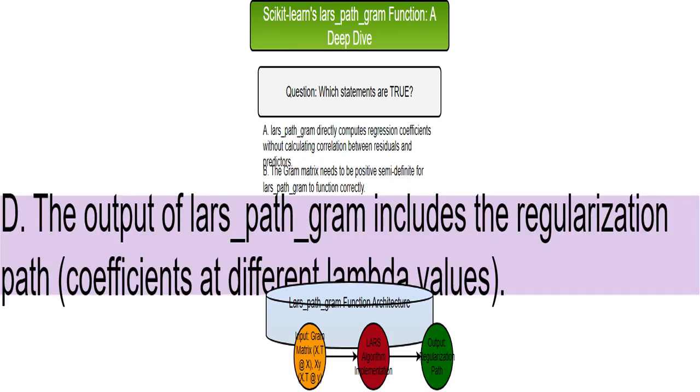This is true. The main purpose of lars_path_gram is to give you the regularization path, showing how the regression coefficients change as the regularization parameter, lambda, changes. It's a key part of understanding how the model behaves under different levels of regularization.